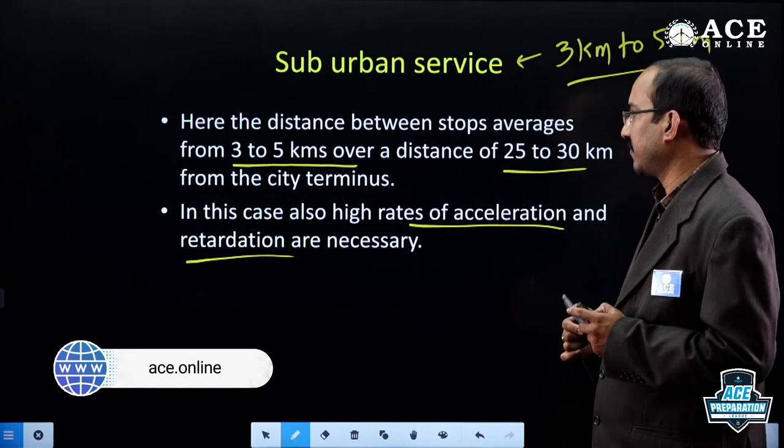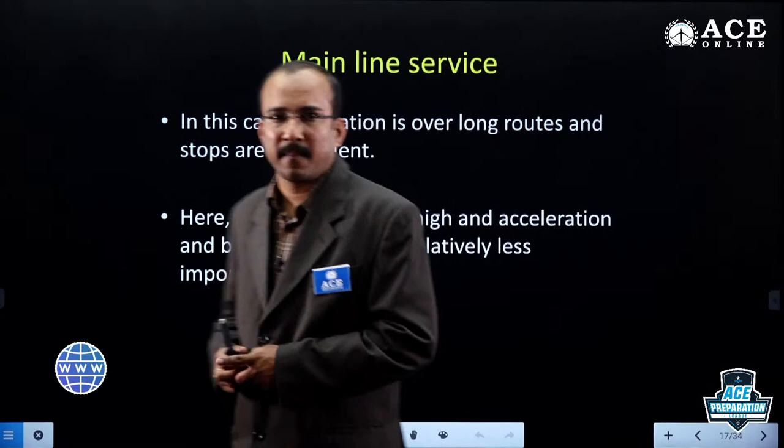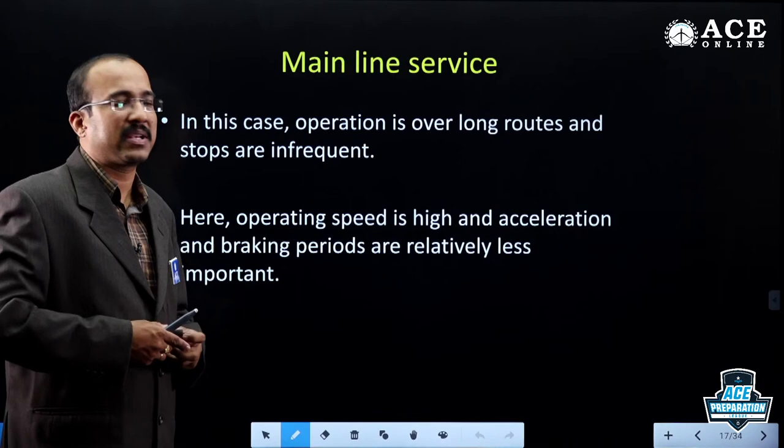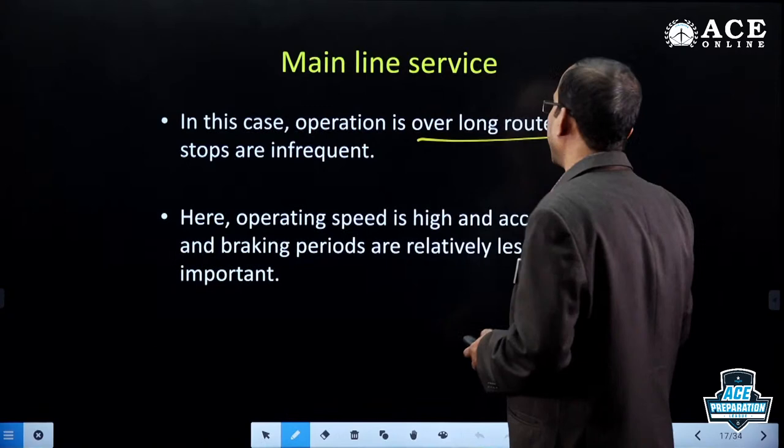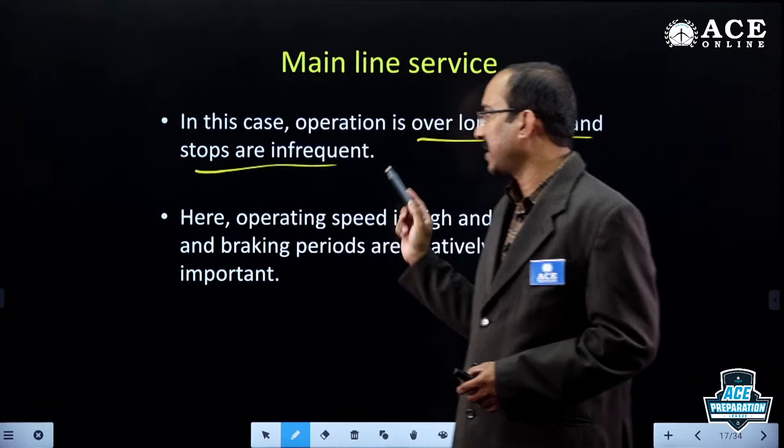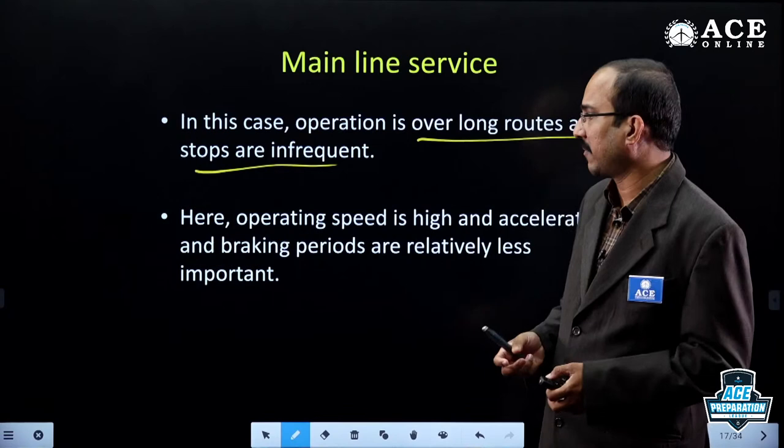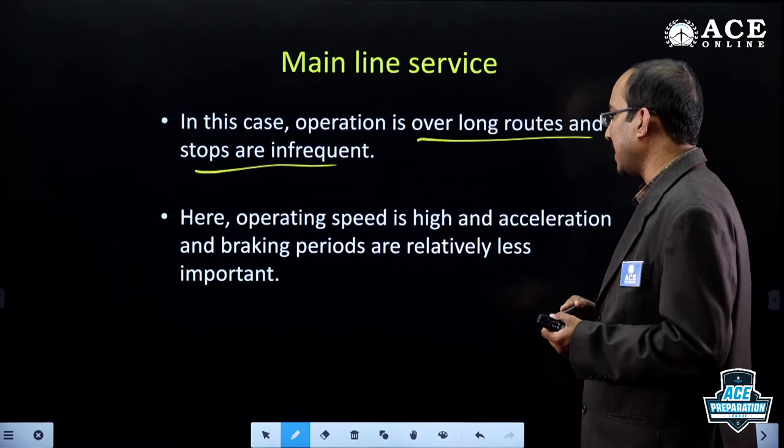Coming to the mainline service, operation will be done over longer routes, longer distances. Stops are infrequent here, so stops are not near and not frequently taking place. Here, the operating speed is high and acceleration and braking periods are relatively less important.